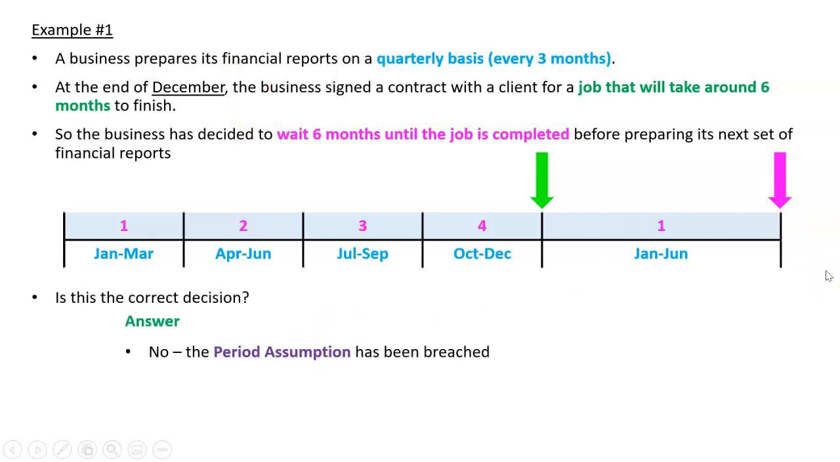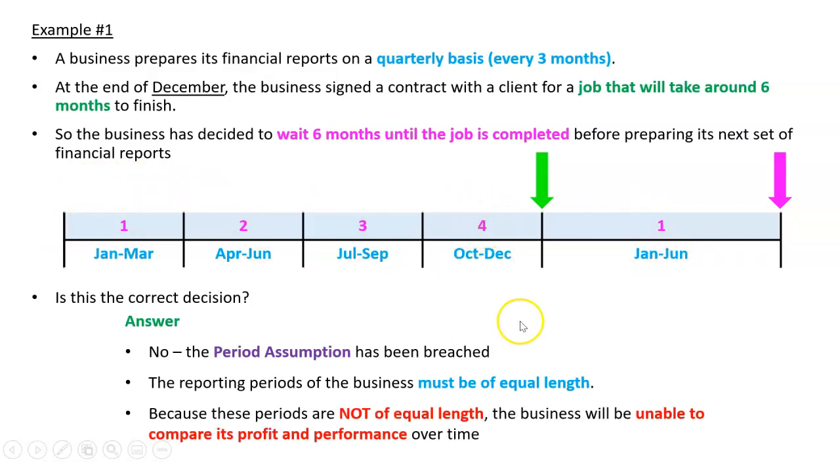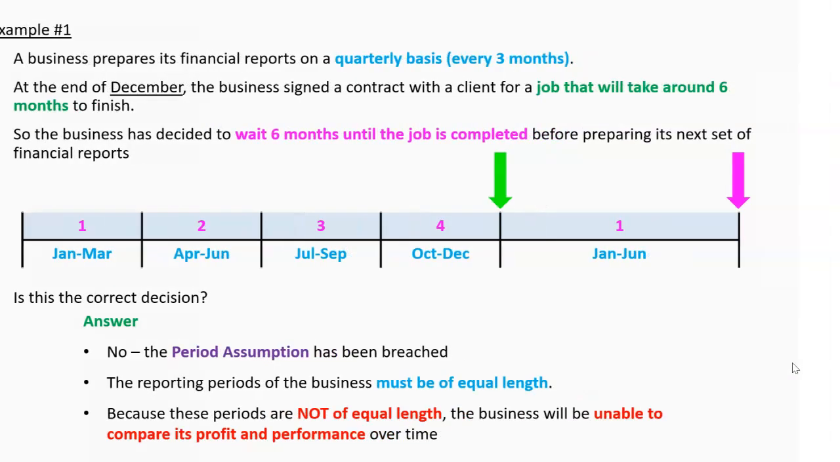Well, we're going to say no, because the period assumption has been breached. Why? The reporting periods of the business must be of equal length. Last year, period 1 was from January to March. That's 3 months. This year, it was from January to June. It's 6 months. We cannot now compare period 1 this year with period 1 last year. Not only that, we can't compare this period with the previous period. The lengths are different. So the period assumption says the periods must be of equal length. Otherwise, we're just unable to compare our profit and performance over time.